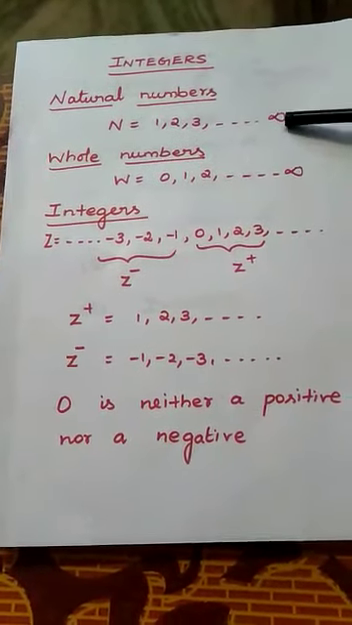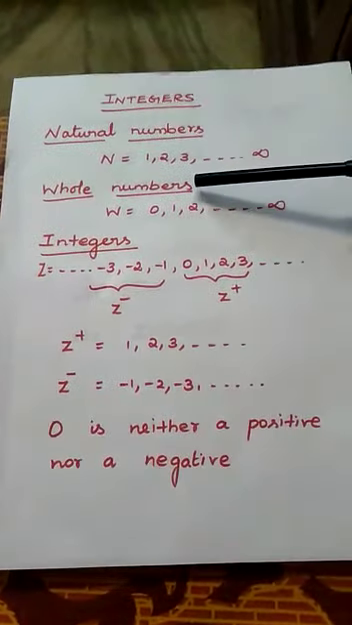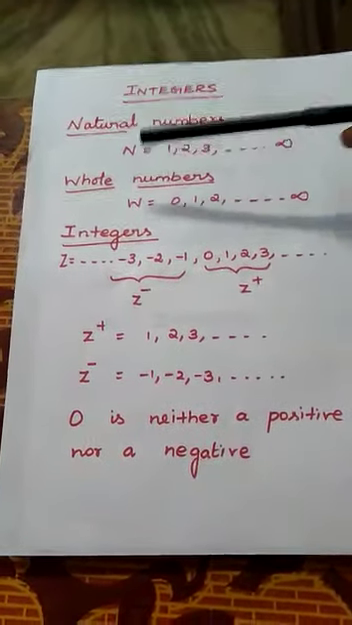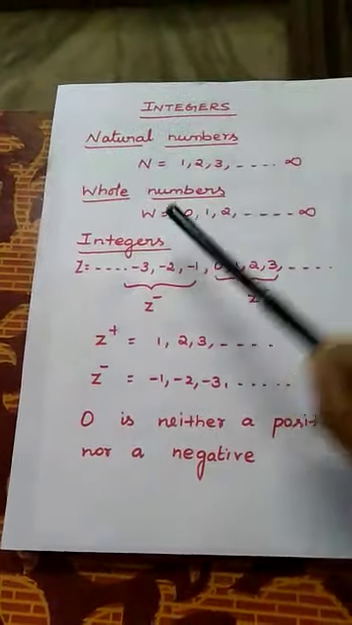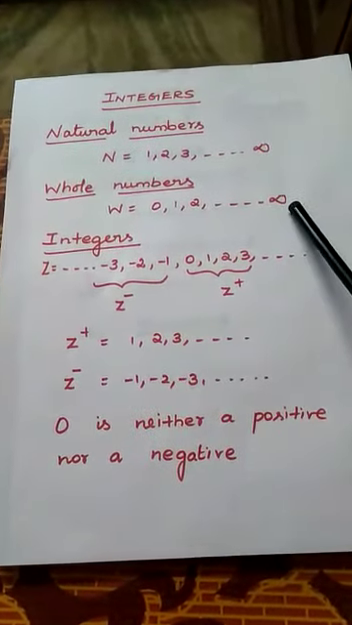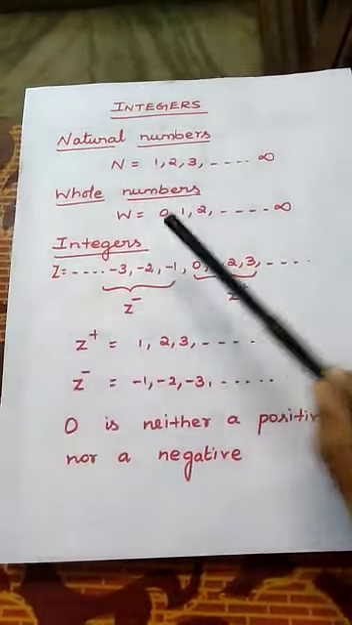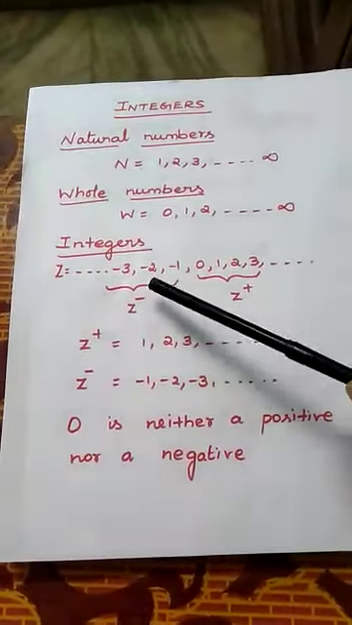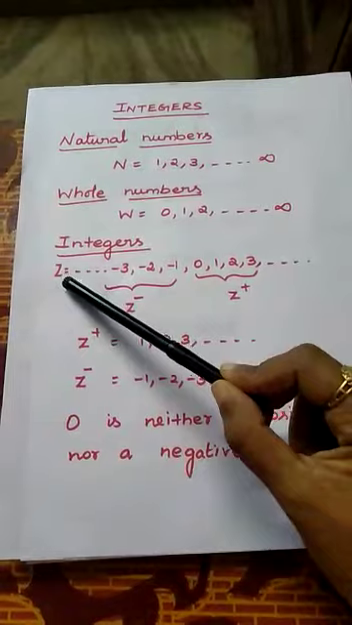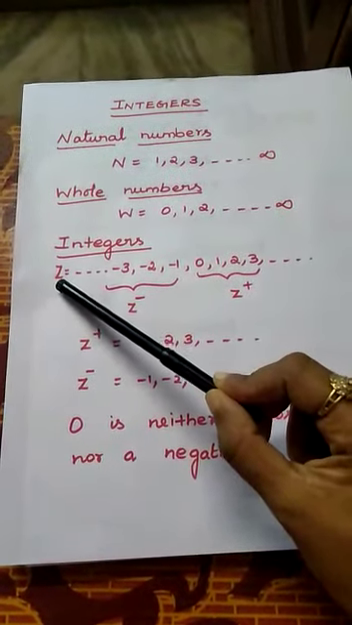Up to infinity. The next number is whole numbers. Natural numbers including 0 are called whole numbers. Whole numbers are denoted by the letter W. W is equal to 0, 1, 2, 3, etc. up to infinity. The next one is integers. Positive numbers and negative numbers including 0 are called integers. Integers are always denoted by the capital letter Z.